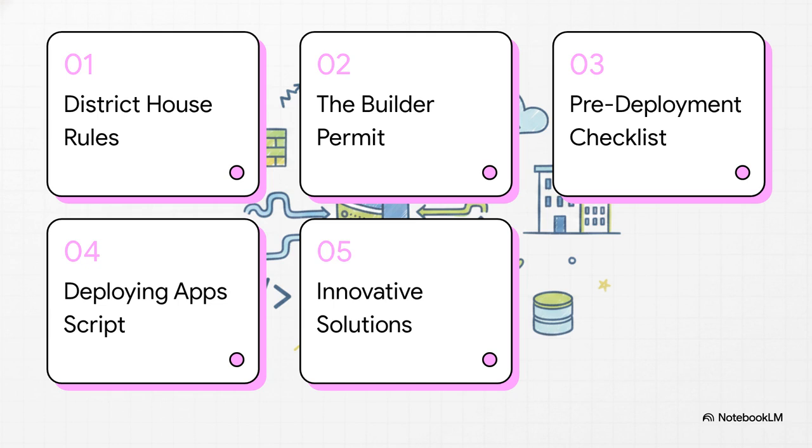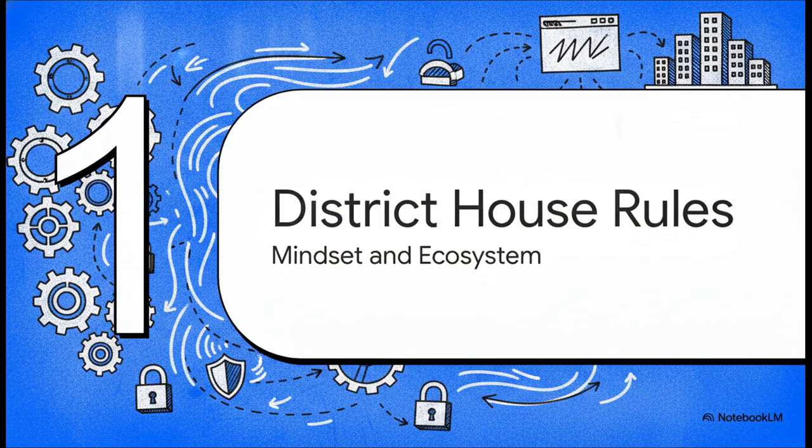We're going to cover: 1. The district house rules, 2. Unlocking the builder permit, 3. Your pre-deployment checklist, 4. Deploying AppScript correctly, and 5. Partnering with innovative solutions. All right, starting off with Section 1, the district house rules.